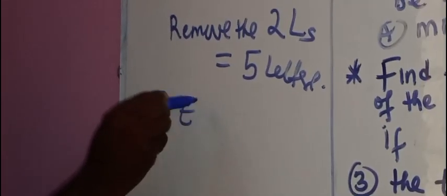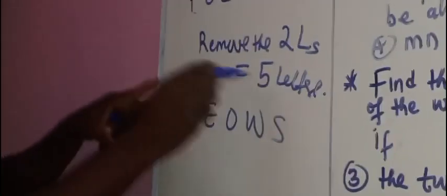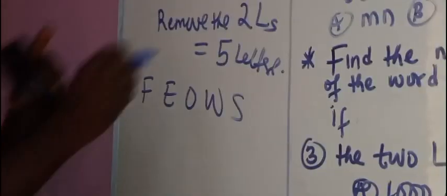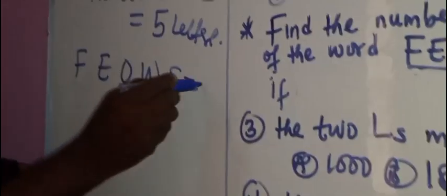So that means we have OWS. We have 5 letters left. So these 5 letters, you have to arrange this one first. What are the possible ways they can be arranged? That is 5 factorial.